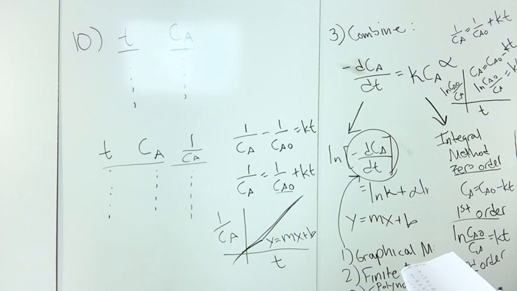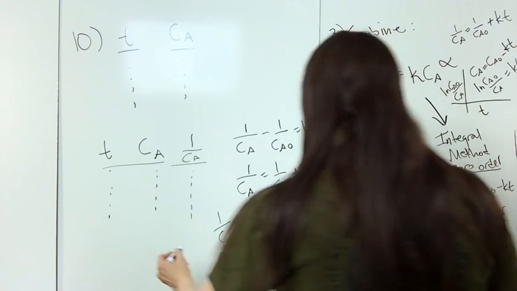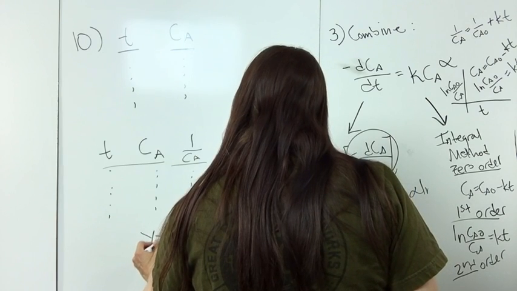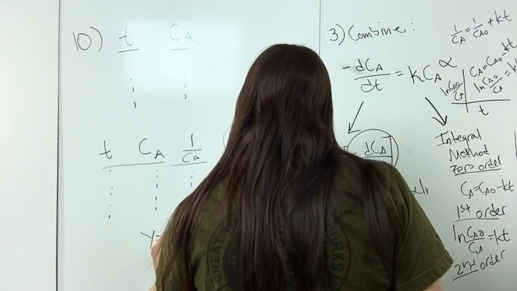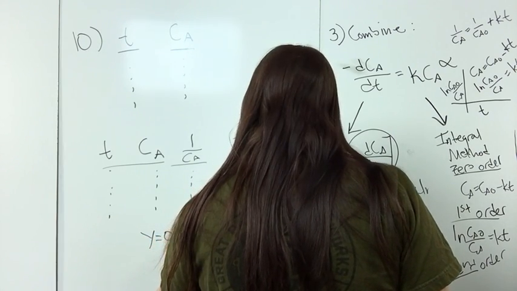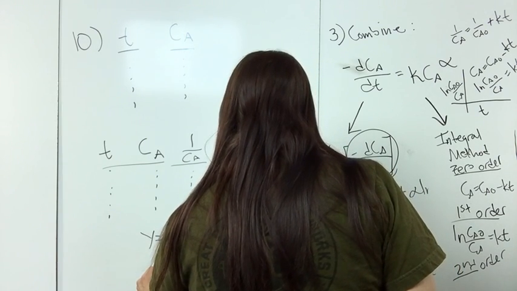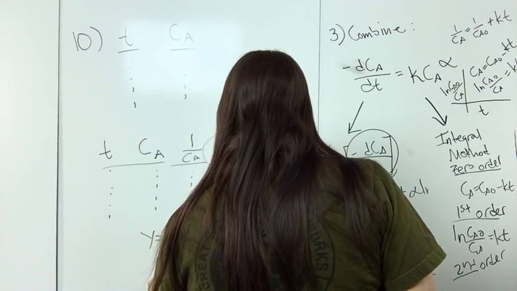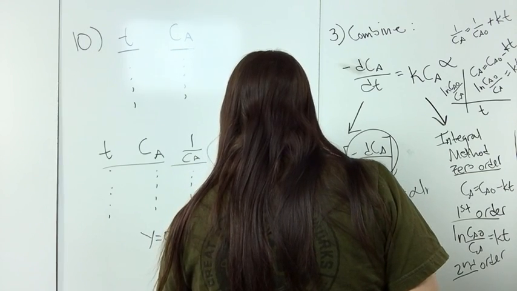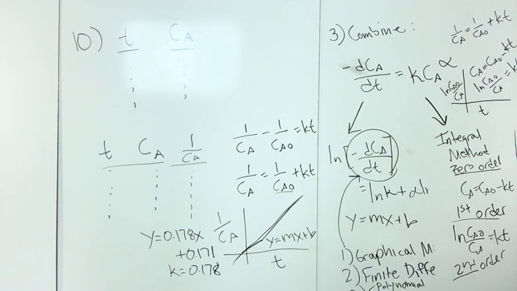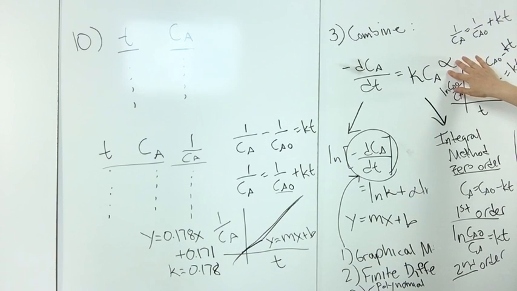What he came up with for this problem was y is equal to 0.178x plus 0.171. So then k is equal to 0.178, and alpha is 2 because it's second order. On this problem, you would know if you guessed wrong because you wouldn't end up with a straight line.